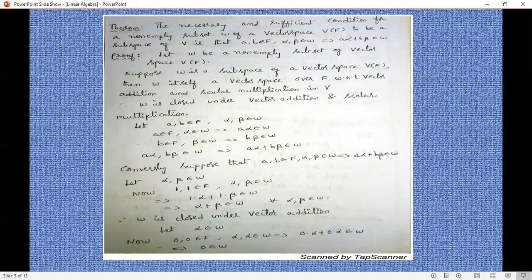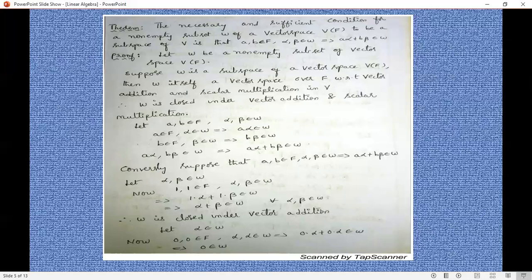Okay, students, what have we proved now? If W is a subspace of vector space V over F, then a alpha, b beta belongs to W implies a alpha plus b beta belongs to W. Okay. Now we are assuming the converse. Suppose that a, b belongs to F, alpha, beta belongs to W implies a alpha plus b beta belongs to W. Observe. Conversely, assume that a, b belongs to F, alpha, beta belongs to W implies a alpha plus b beta belongs to W.